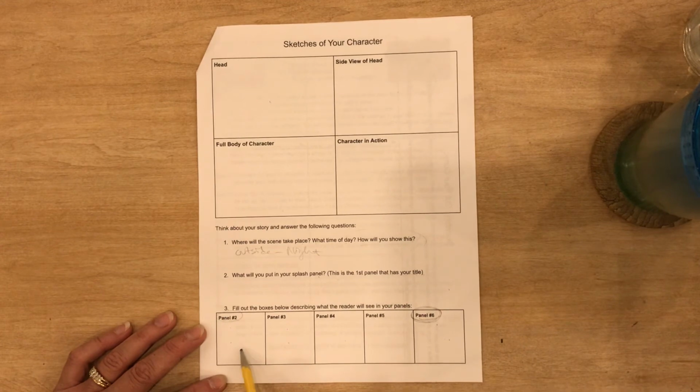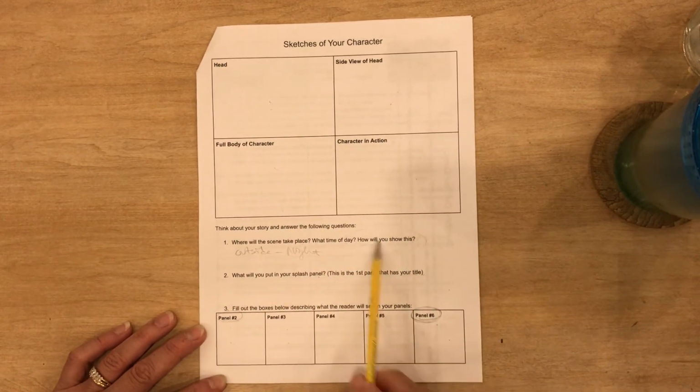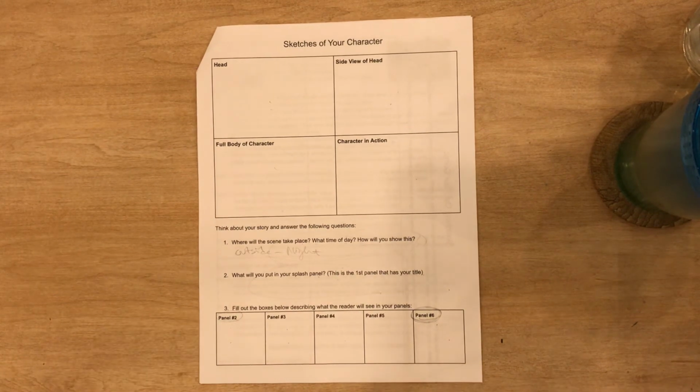So you're going to plan sketches of your character, figure out where your scene's taking place, what your splash panel is going to look like, and then write out what's going to happen in each of your panels. Then we'll be moving on to the last sheet in this packet.